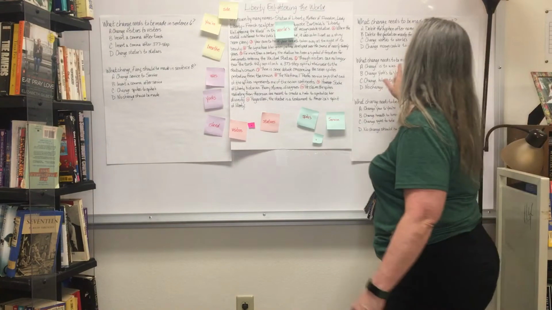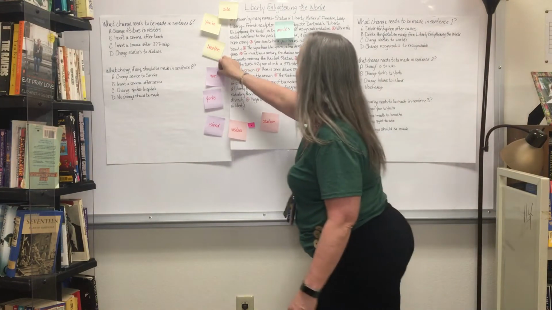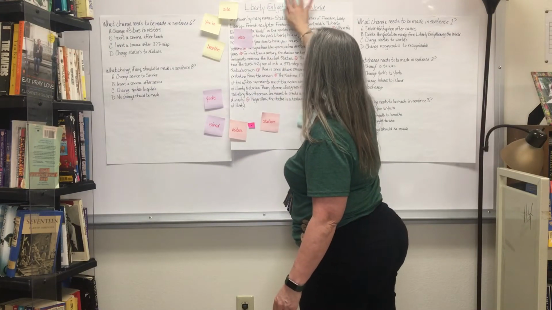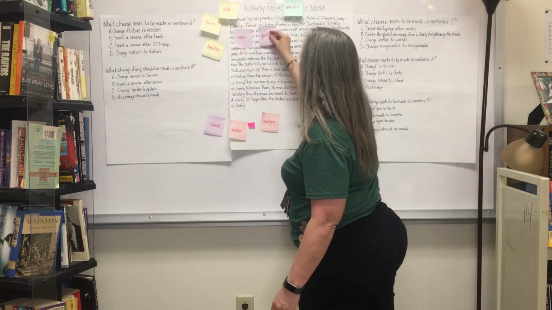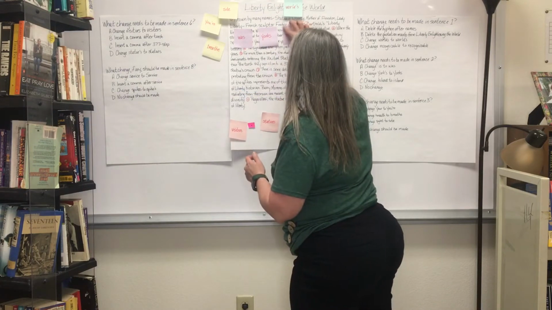Moving on. What change needs to be made in sentence 2? We're going to change is to was. I'll put it right there. I'm going to move this out of the way so we can see what we're doing. Change Yorks to York's. Change island to Island.